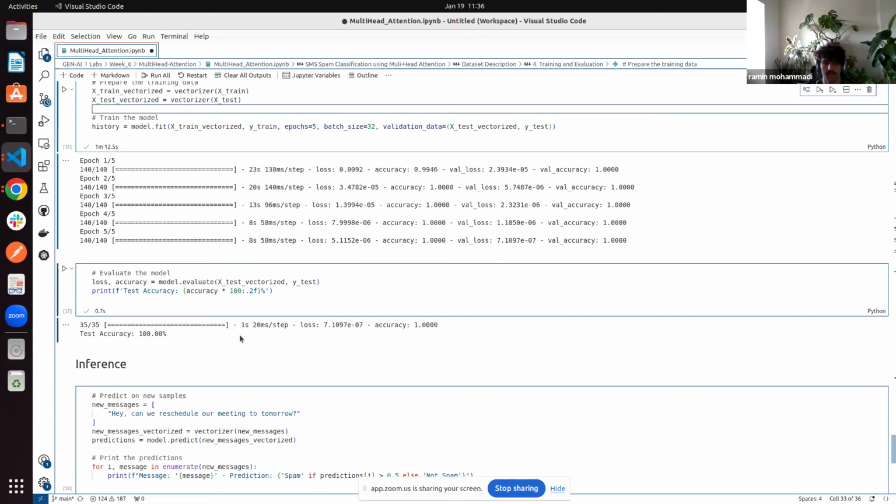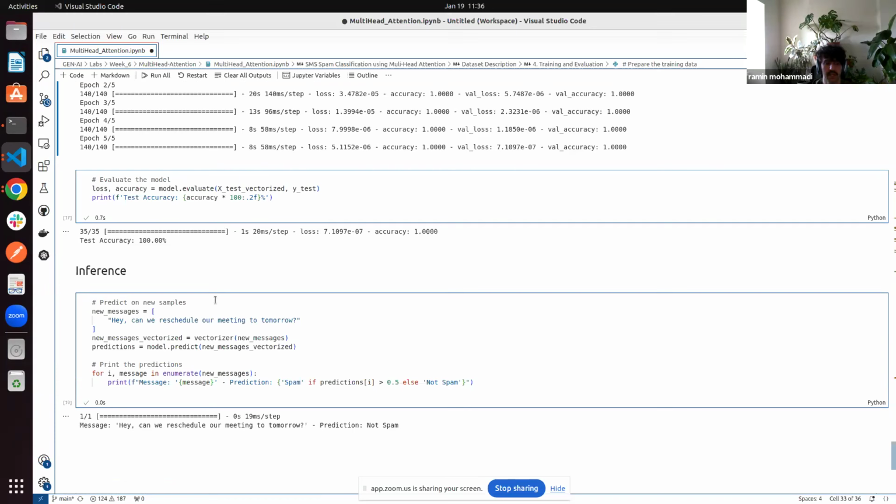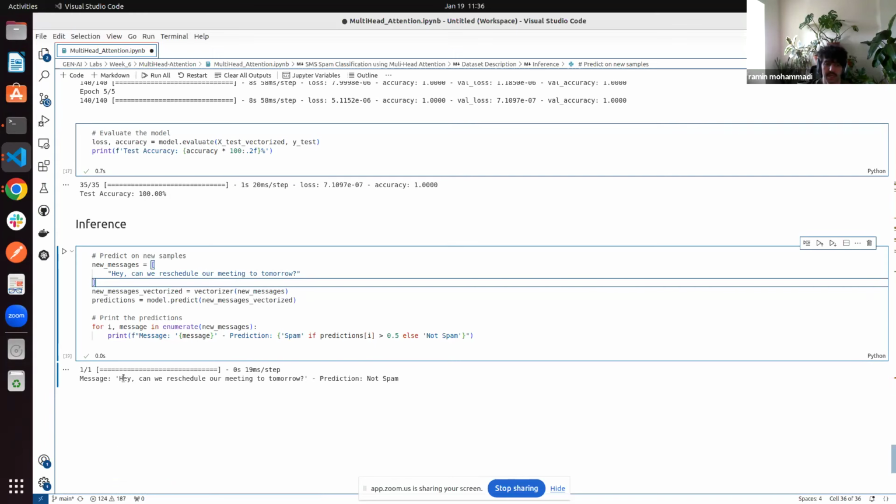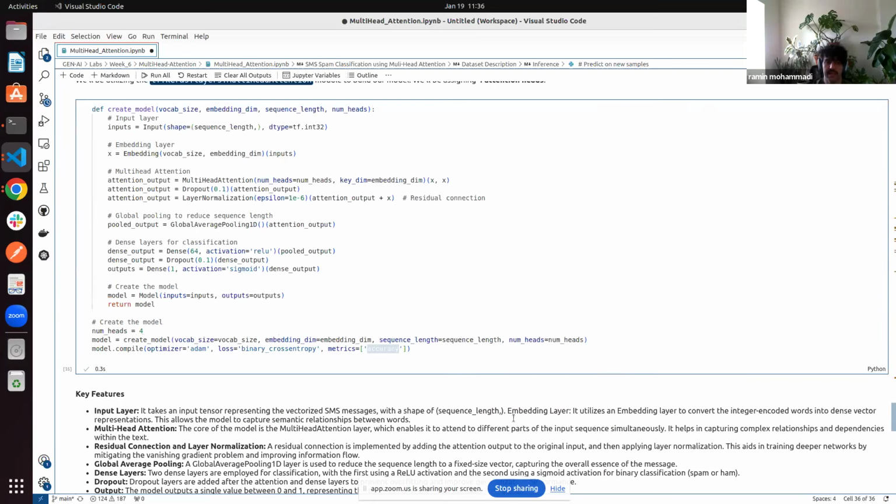I think this data set is probably much easier than what we expect for learning. Then we pass some random text to the model to see if the model actually learns something or not. The model predicts that, for example, "Hey, can we reschedule our meeting to tomorrow?" is not spam. The prediction was not a spam. So this is a short summary of multi-head attention.